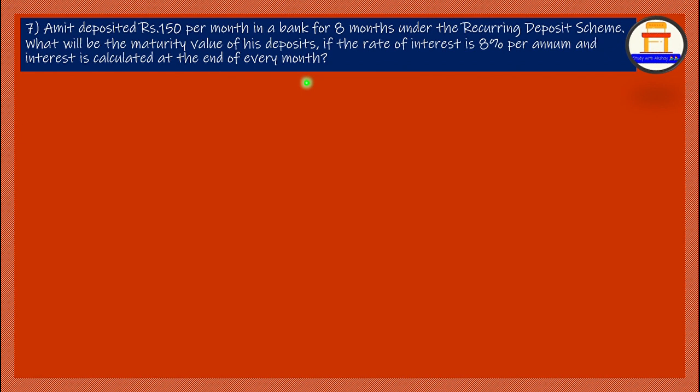Before getting started, let's write down what is given. They have given the principal amount, that is the monthly installment or monthly deposit, rupees 150, and the period or the time, that is n, is given as 8 months. It is in the standard form, we don't need to convert it any further. And then we have the rate of interest, or the rate percentage, as 8%.